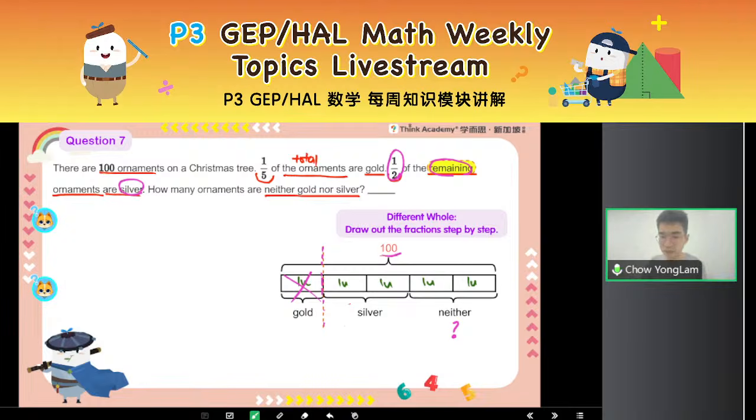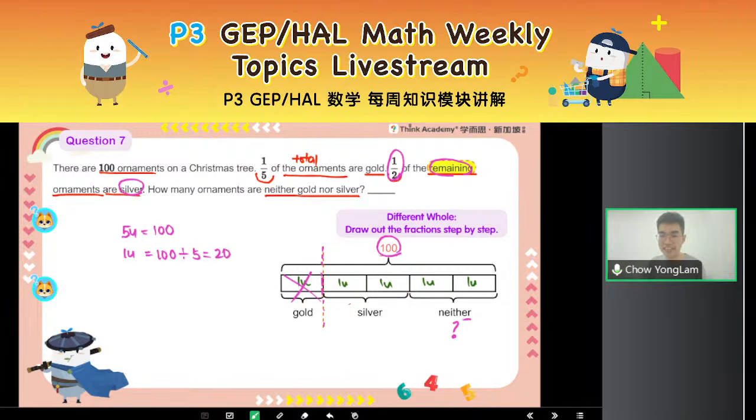Yeah, we can, right? The total is 100. How many units is the 100 anyway? 1, 2, 3, 4, 5. The entire total is 5 units, which is 100. From there, you can find out 1 unit is equal to 100 divided by 5, which is 20.